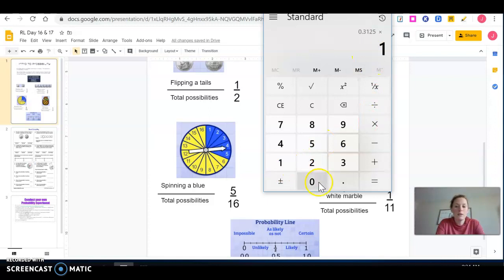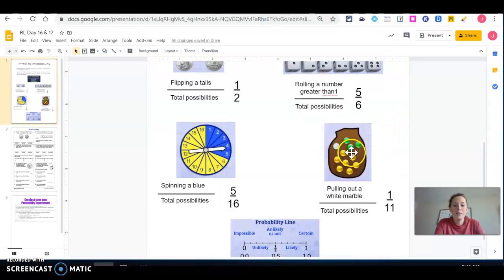31%. And when you're multiplying by 100, you're really just moving your decimal 2 places. So even without multiplying, I can look at a decimal and know really quickly what that percent is. So that one's a 31%, not super likely. This one is even less.